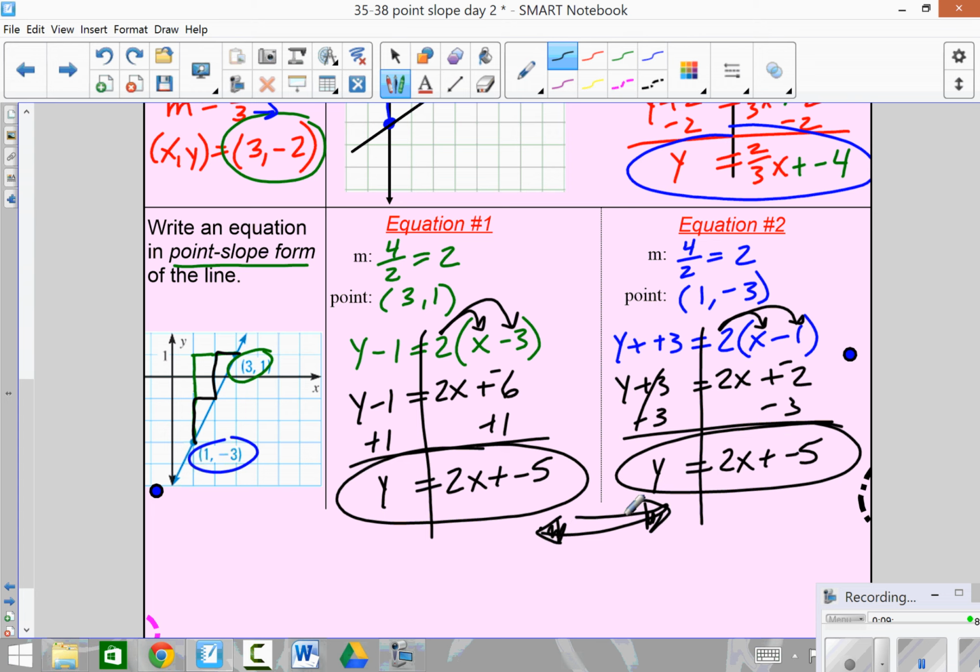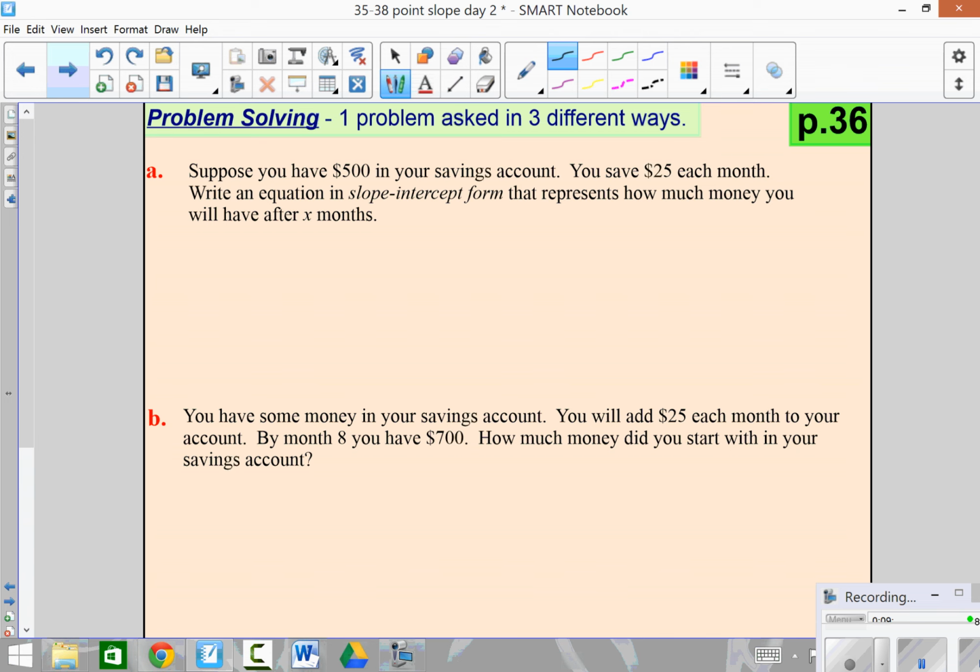Let's go ahead and take a look at some different kinds of problems here. Page 36. Okay, we have 3 word problems here. And we're going to work through these, and we're going to figure out if point-slope form or slope-intercept form works best for these three problems.